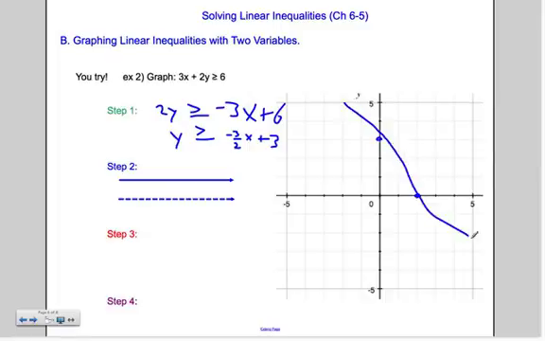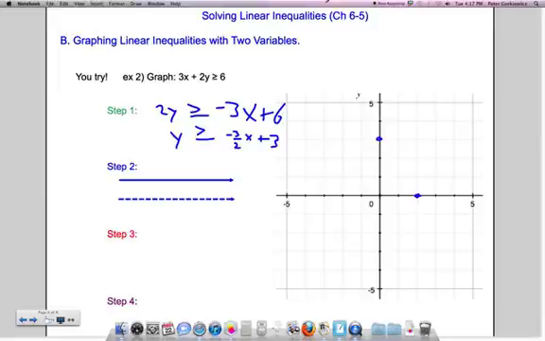Put a nice solid line through them. Wow, that's a terrible line. All right, step 3, pick a point. Let's find a nice line.